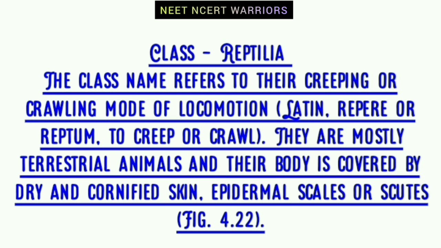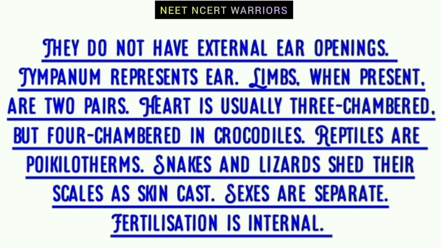Class Reptilia. The class name refers to their creeping or crawling mode of locomotion, Latin repere or reptum, to creep or crawl. They are mostly terrestrial animals and their body is covered by dry and cornified skin, epidermal scales or scutes. They do not have external ear openings. Tympanum represents the ear. Limbs, when present, are 2 pairs. Heart is usually 3-chambered, but 4-chambered in crocodiles.